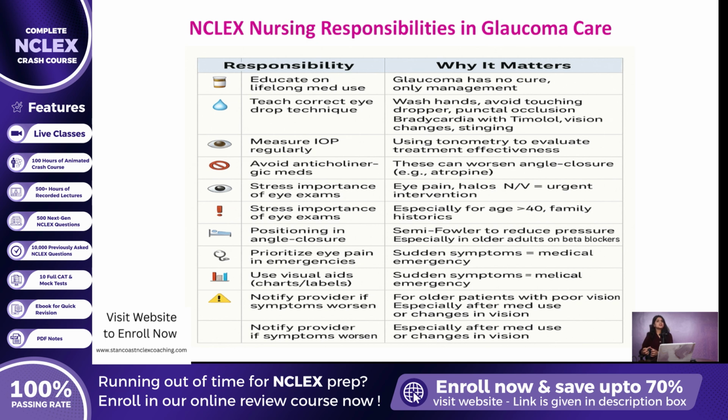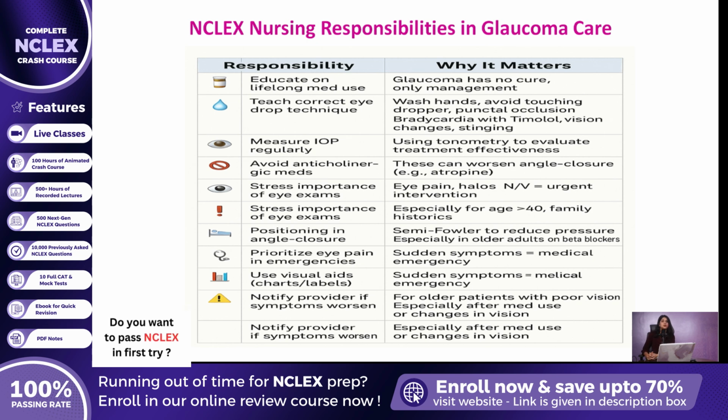Also, be sure to stress the importance of regular eye exams, particularly for patients over 40, those with a family history of glaucoma, or patients with diabetes. Early detection is key. For patients dealing with angle closure glaucoma, you'll also need to pay attention to positioning. The best position is semi-Fowler. That's sitting at about a 30 to 45 degree angle. This helps reduce intraocular pressure.